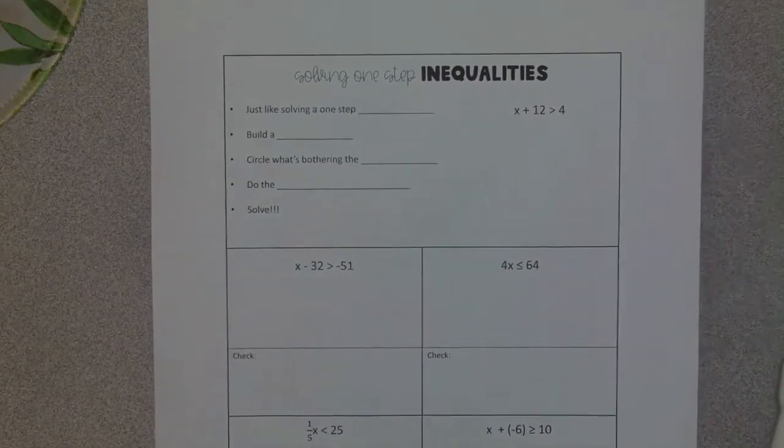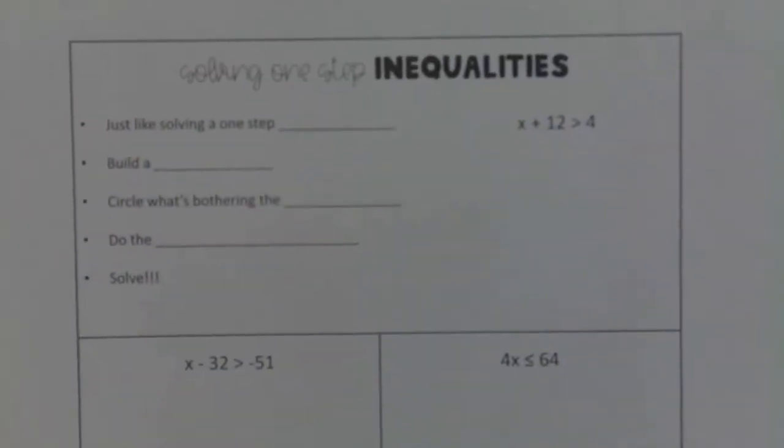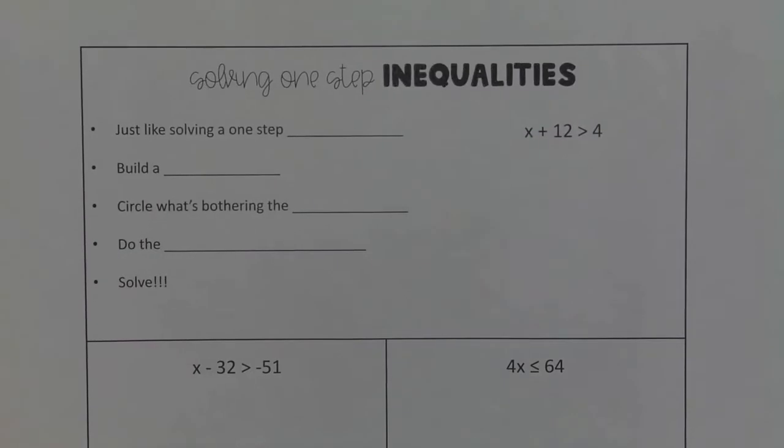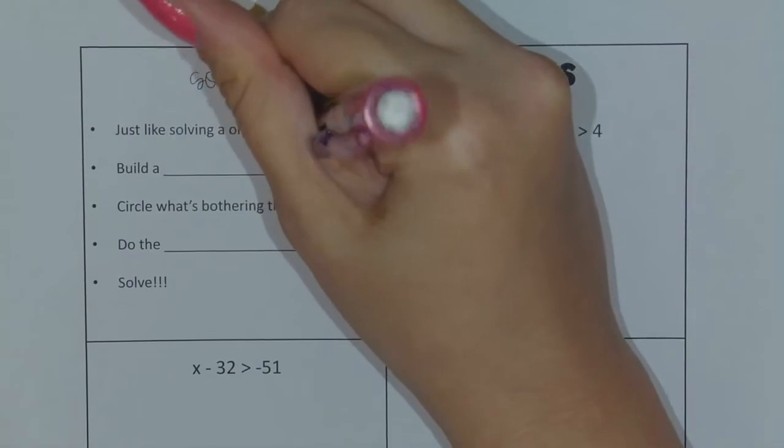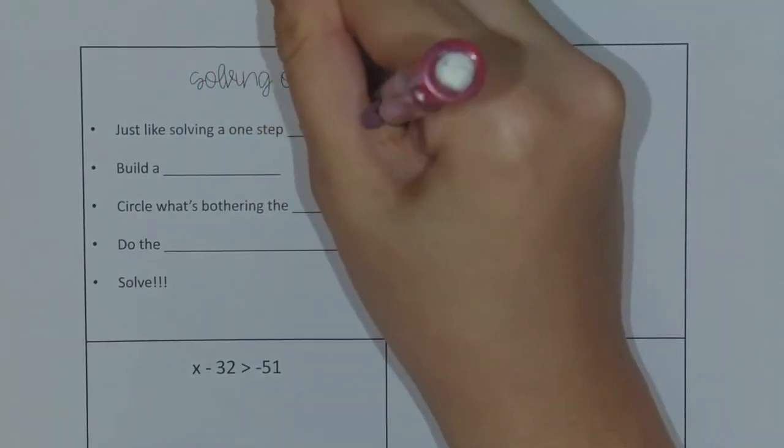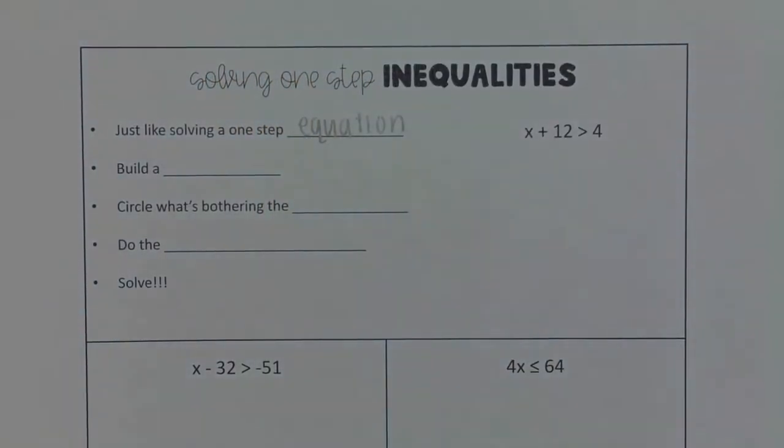All right, let's take a look at solving one-step inequalities. So as we learned in the previous video, an inequality is a less than, greater than, less than or equal to, greater than or equal to sign. And we talked a lot about the words, what they mean, how to graph these things. But today we're going to talk about solving them. So the good news is solving a one-step inequality is just like solving a one-step equation. Everything we do is the exact same steps.